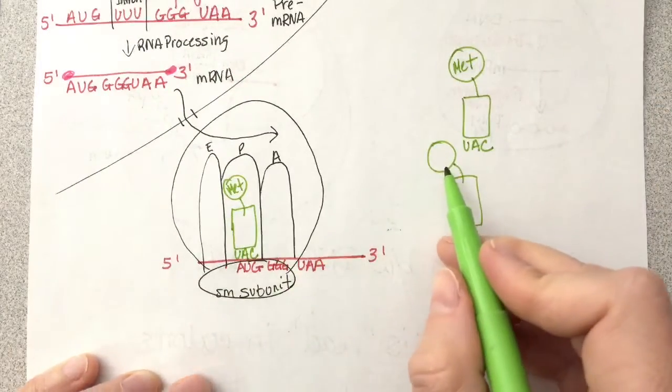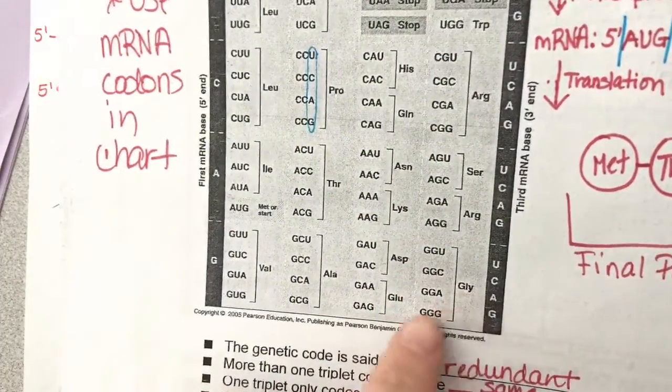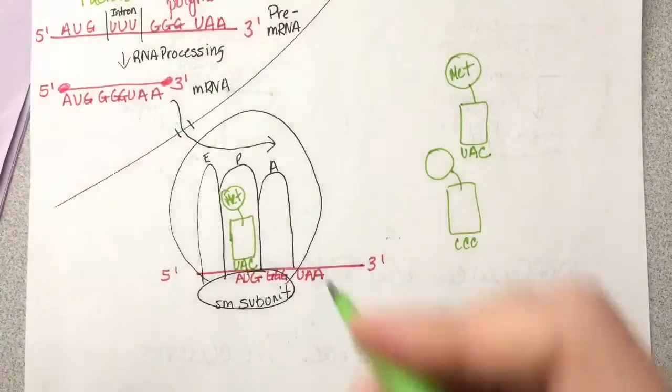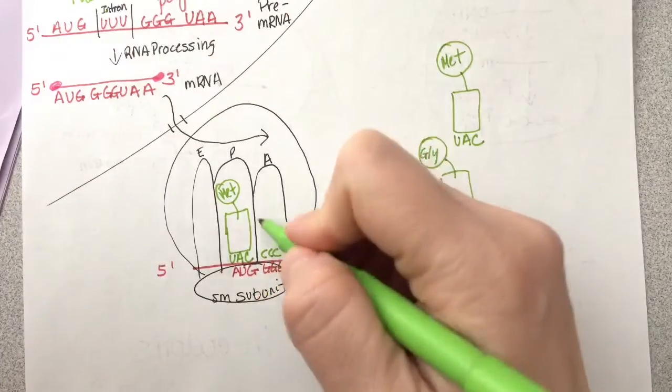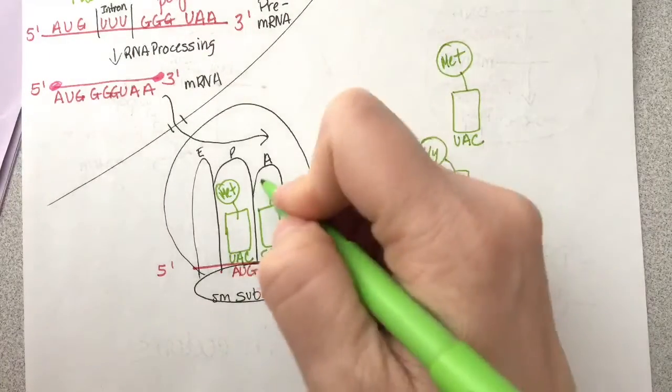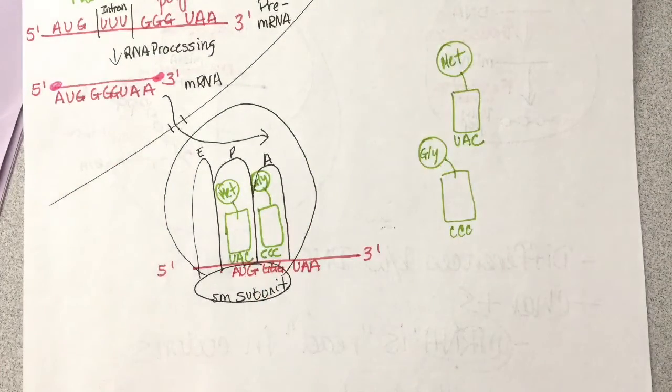And how do I figure out what amino acid is going to be hooked there? You use the chart. All right, so here's the chart, and we use the codon of the mRNA. So GGG, so we go G, G, G, and that's GLY, which is glycine. So this is going to come over here, CCC, GLY.